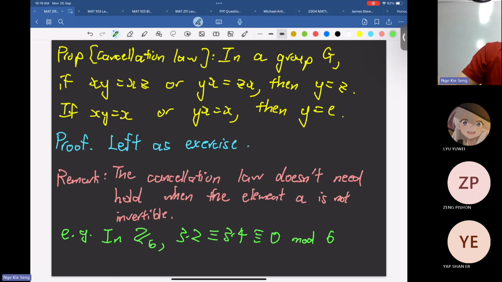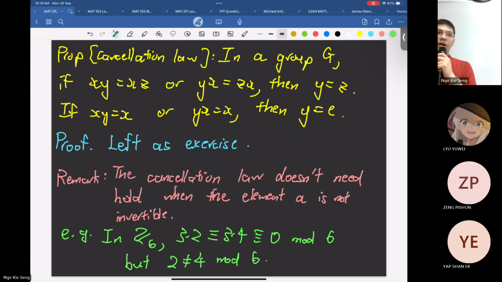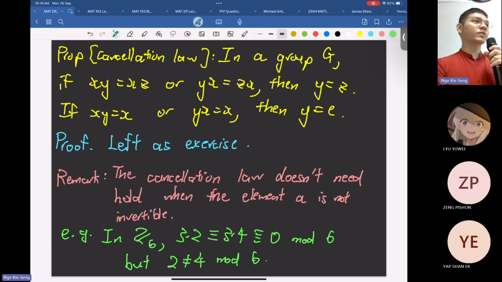No, it's because you have an inverse. If you have an inverse, you add the inverse to both sides or multiply, depending on your law of composition. So you cannot just remove 3 from both sides, unless it is invertible. So this is very important, important later.